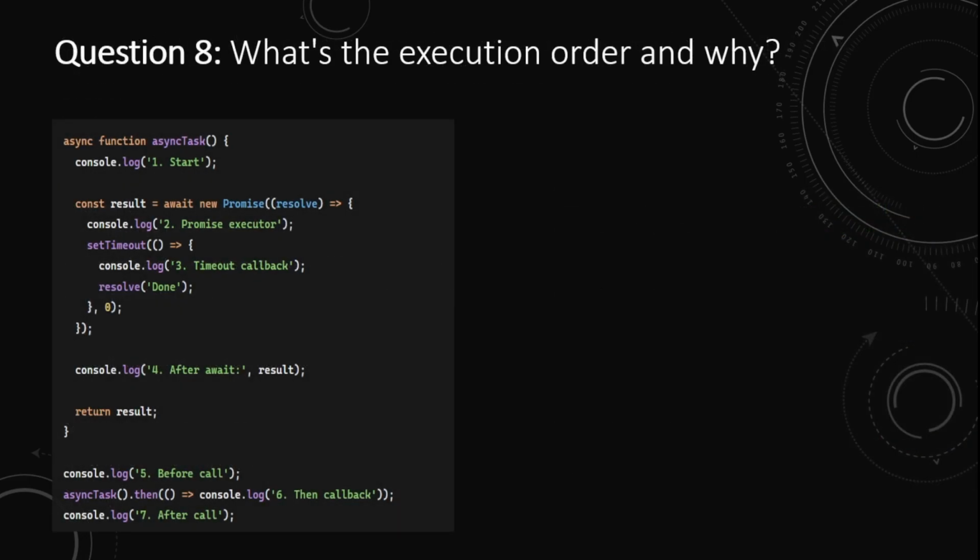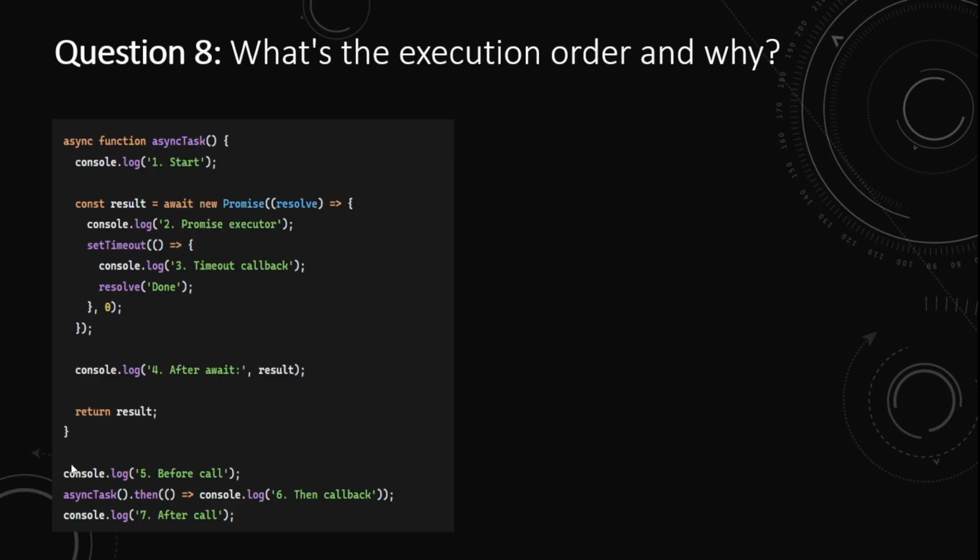So the next question is, we have to find out the execution order and also the reason why such a sequence came out. So let's figure it out. Here, firstly understand the synchronous execution phase. First of all, console.log 5 before call will be printed because it is the first statement in the synchronous execution flow.